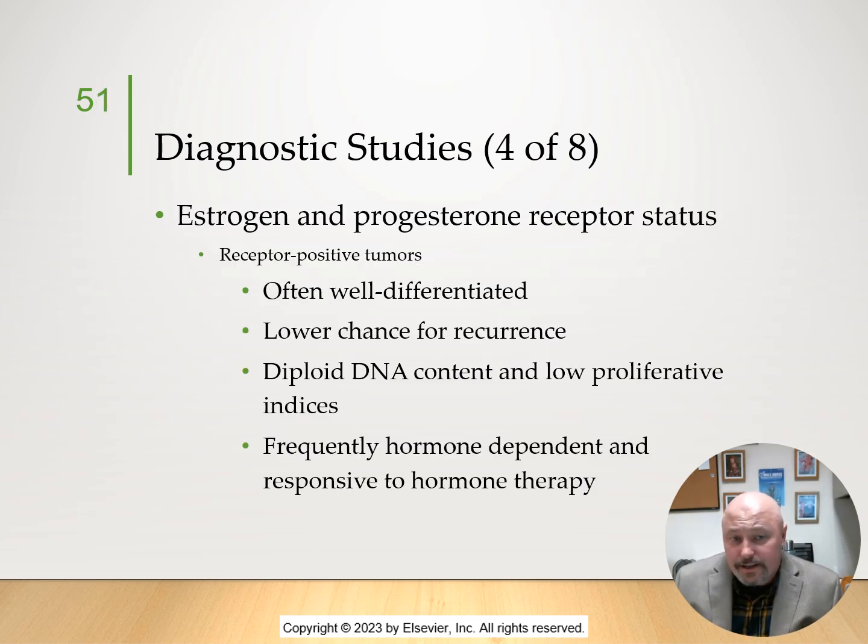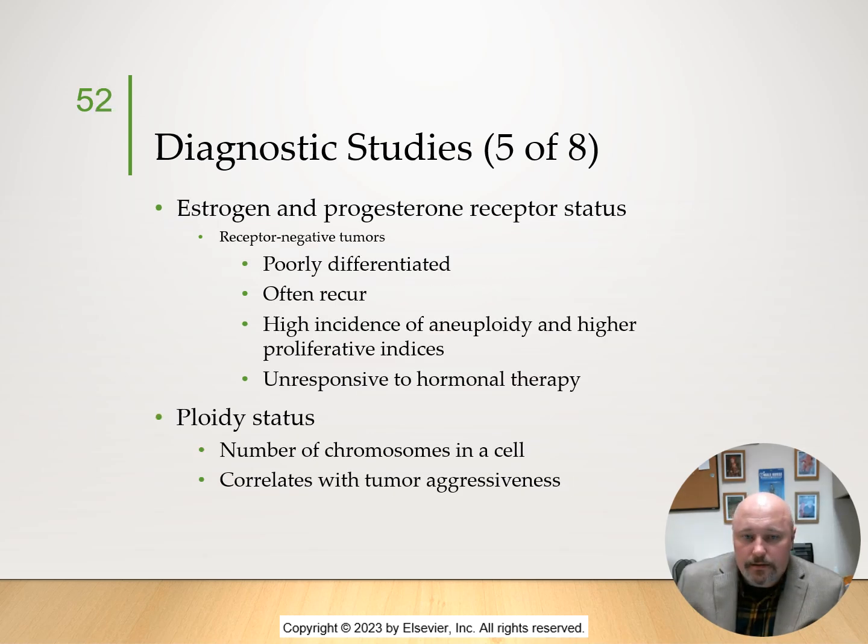Further diagnostic studies, estrogen and progesterone status is going to be a key thing to identify, with receptor-positive tumors often well differentiated and a lower chance for recurrence. The diploid DNA content and low proliferative indices, and are frequently hormone dependent and respond well to hormone therapy. Receptor negative tumors, on the other hand, are often poorly differentiated and frequently reoccur, and unfortunately can be unresponsive to hormonal therapy.